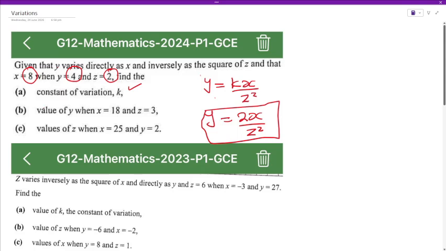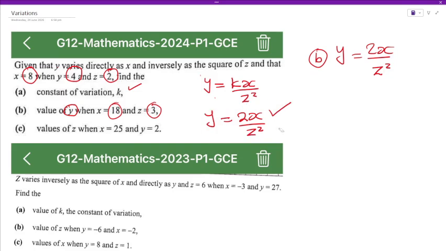So the next question, they're saying find the value of y when x is equal to 18 and z is equal to 3. So first thing first, write your formula, the official one now, which is y is equal to 2x, everything over z squared. Now what values have they given us? They are saying find the value of y when x is 18. So we're trying to find the value of y. So where there is x, we're going to put 18, and then where there is z, they are saying it's 3. So we're going to say 3 times 3.